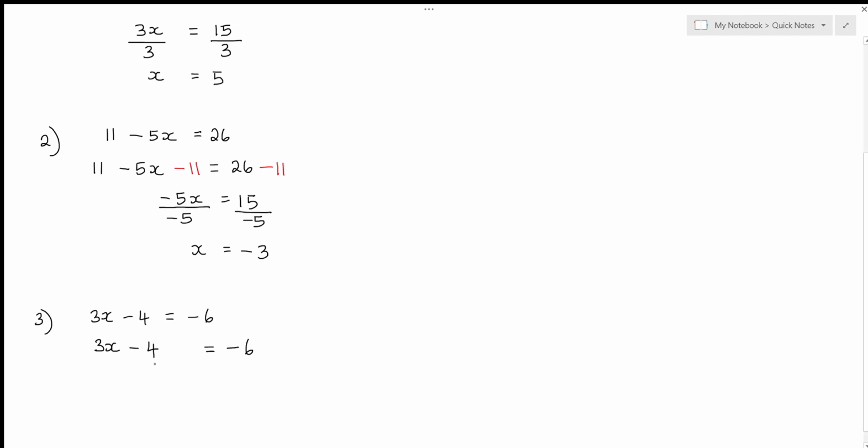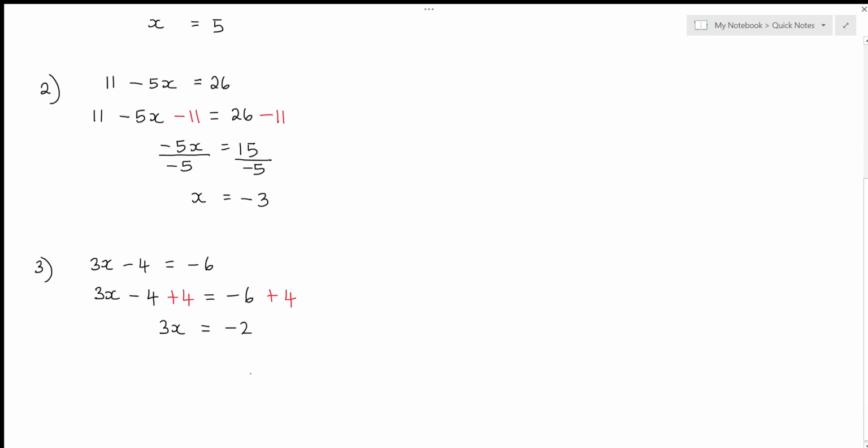So the inverse of negative 4 is going to be positive 4, because minus 4 plus 4 will give me 0. So whatever you do to the left-hand side, you've got to do to the right-hand side. Because I've plused 4 on the left-hand side, I need to plus 4 on the right-hand side. So I will be left with 3x, because negative 4 plus 4 is 0 on the left-hand side. And on the right-hand side, I'm going to have negative 6 plus 4, which gives me negative 2.